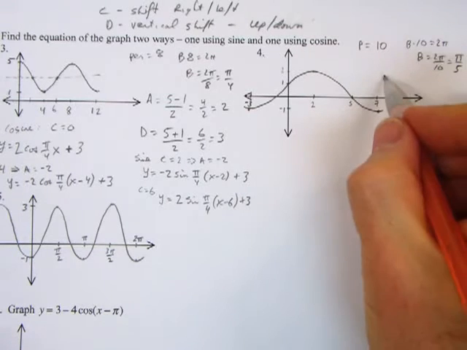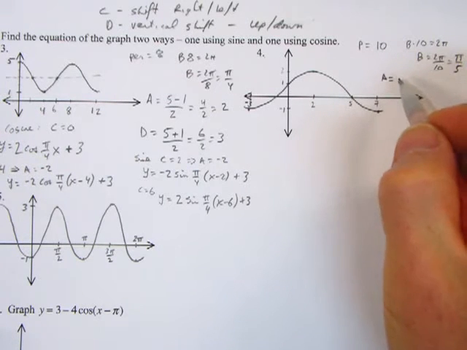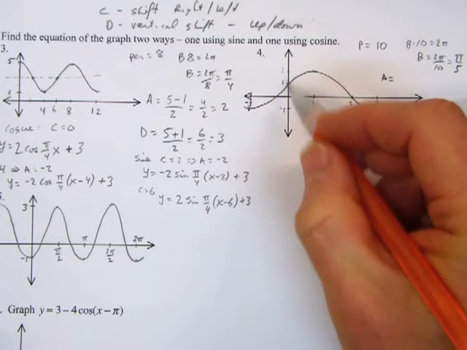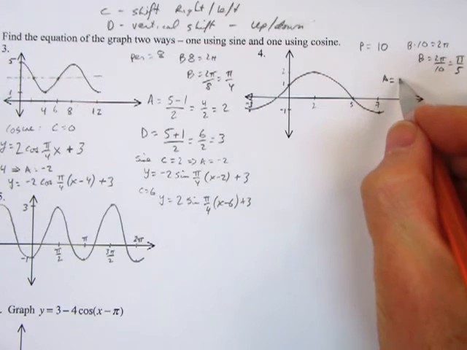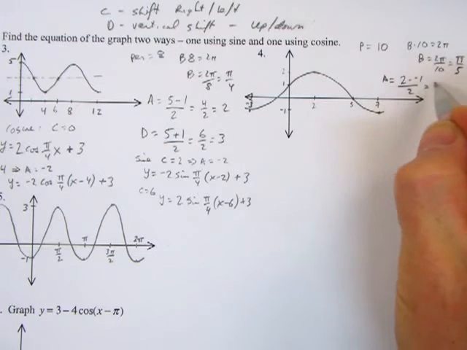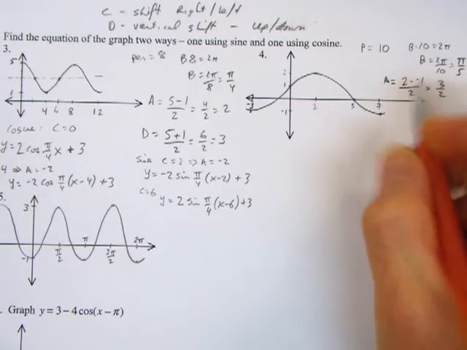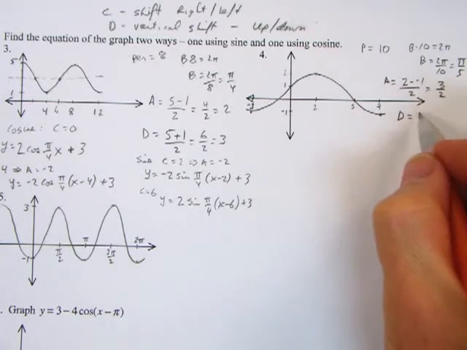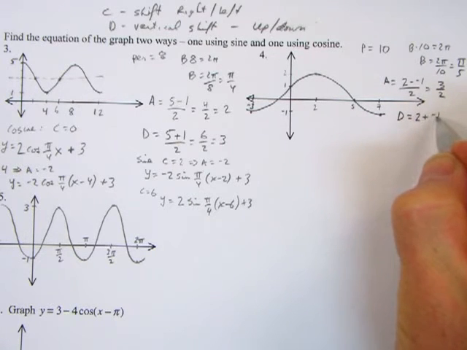Now, let's see what A is. What did we do before? We're going to take our high minus the low, the max minus the min. Recall that. We dealt with that in previous chapters. So 2 minus negative 1 divided by 2. So that'll be 3/2. D is our midline, our midpoint, basically, the line going across at y equals that. So that'll be the average of those two. 2 plus negative 1 divided by 2, which is 1/2.